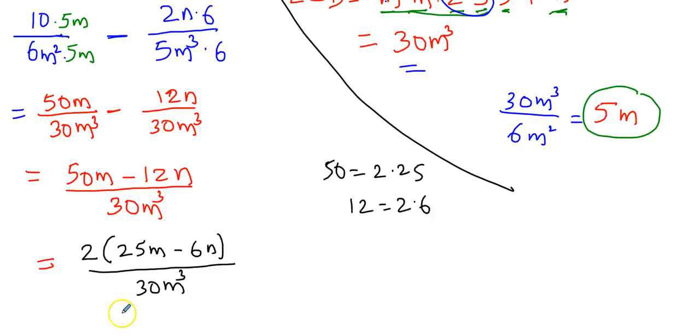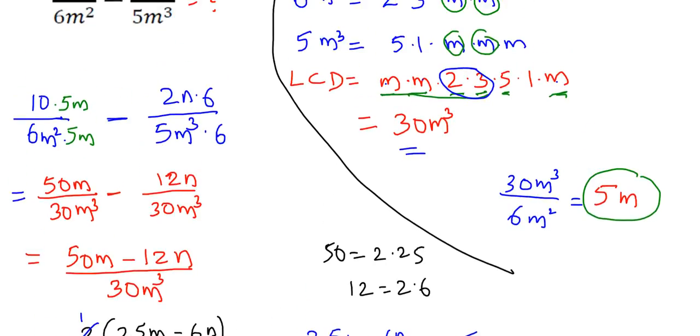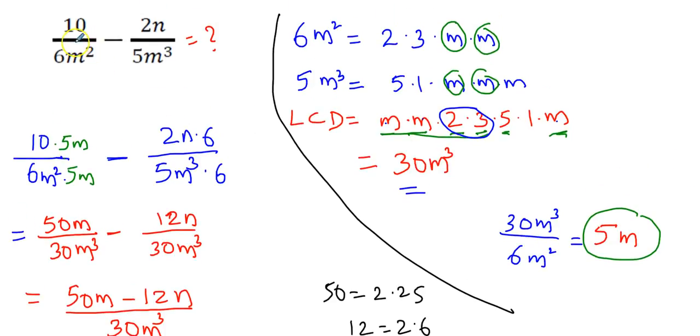Now, there is something common between numerator and denominator, so we have to cancel that also. 2 cancels out to 1 time, and 2 can cancel this 30 15 times, leaving behind 25m minus 6n over 15m cube. This is the simplified form of this expression.